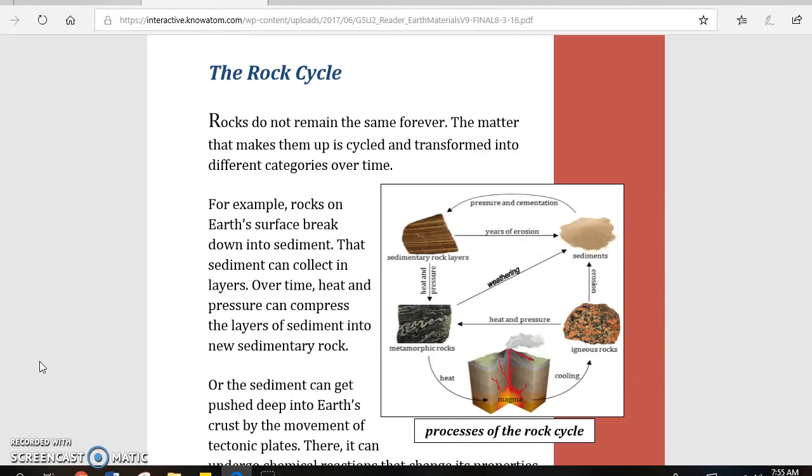The rock cycle. Rocks do not remain the same forever. The matter that makes them up is cycled and transformed into different categories over time. For example, rocks on Earth's surface break down into sediment. That sediment could collect in layers. Over time, heat and pressure can compress the layers of sediment into new sedimentary rock.